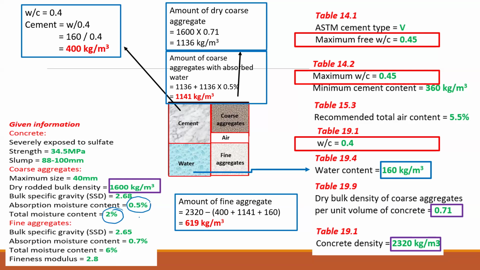0.5% is absorbed, but the difference between these two, which is 1.5%, is surface water, which can be contributed to the hydration process, isn't it? The water, it doesn't matter whether it is additionally added or whether it is coming with aggregates. If it can be contributed to the hydration, it will be doing that, isn't it?